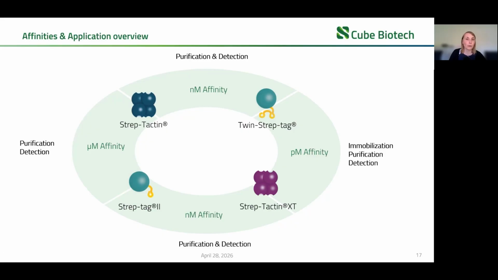So here's just an overview of the possible applications. So all combinations can be used for purification, but also for detection, for example, for ELISA or Western blot. And only the Twin-Strep-tag, Strep-Tactin XT combination is additionally suitable also for immobilization.